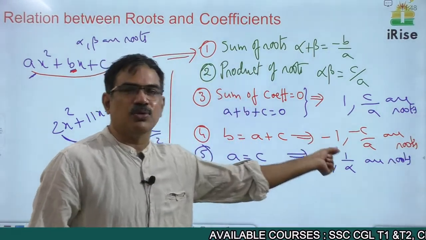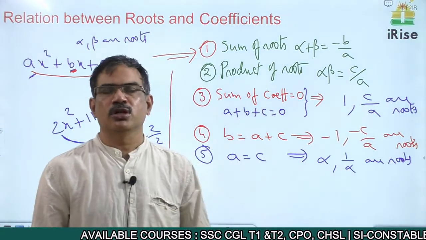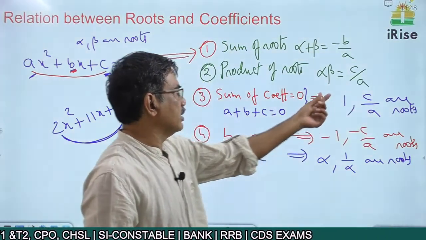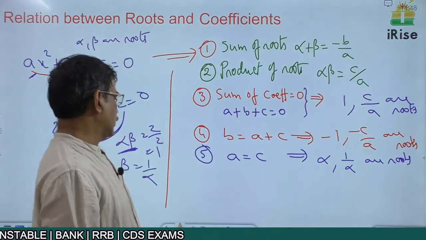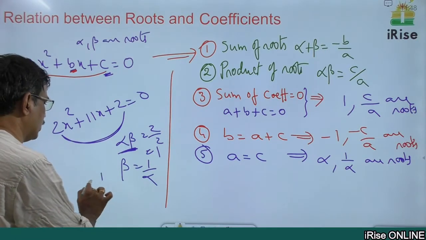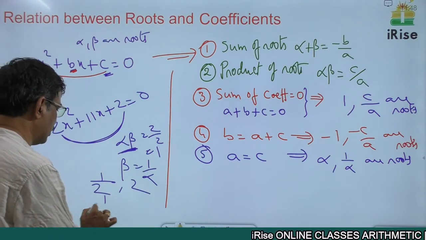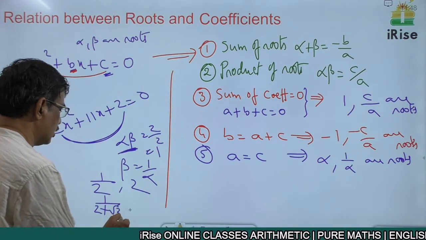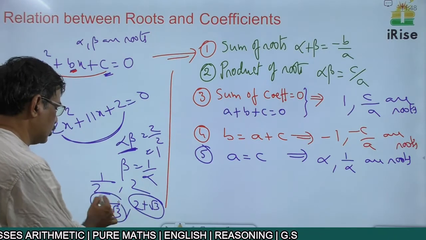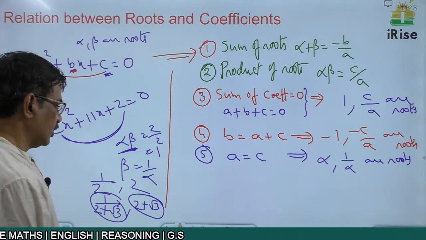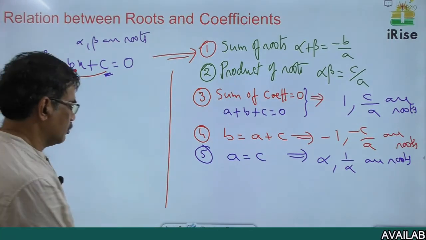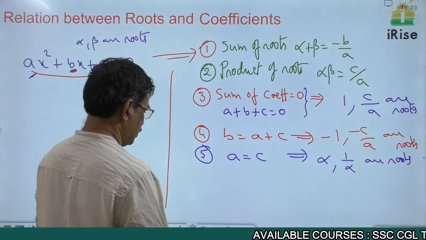One root is the reciprocal of the other root. The roots are reciprocal to each other. If the a is equal to c condition is given here, the roots are such that one is the reciprocal of the other. If one root is 1 by 2, the other root is 2. If one root is 2 plus root 3, so 1 by 2 plus root 3, the other root is 2 plus root 3. They are reciprocal to each other. Okay. Next one. Point number 6.